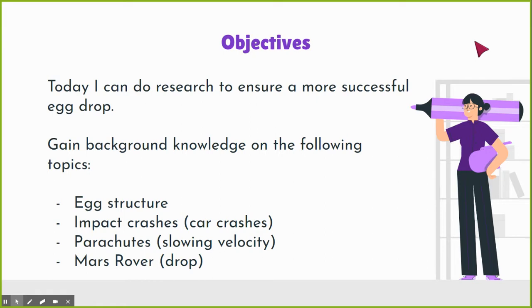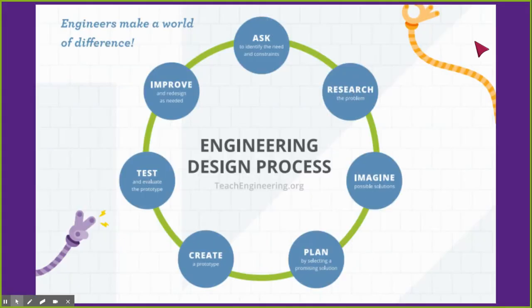Now, the things we are going to gain knowledge in are the following. We're going to look at the egg structure, so how an egg is created, impact crashes, so car crashes. I promise nothing gory. Parachutes, so that would be slowing the velocity of the egg as it drops, and the Mars rover drop. So again, that kind of goes with the parachutes. It just kind of goes together, but let's keep going.